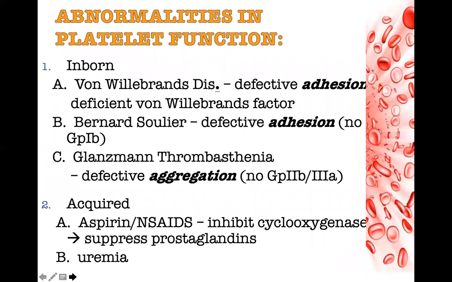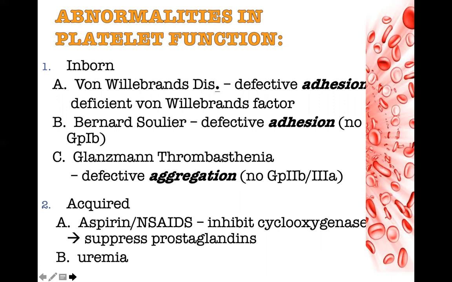Let's talk about abnormalities in platelet function. This is what we call the qualitative platelet defect. One would be your von Willebrand's disease. You have a defective adhesion as a result of a deficiency in von Willebrand's factor. Then in Bernard-Soulier, there is an absence of glycoprotein 1b, so adhesion would be a problem in Bernard-Soulier disease. Then we have Glanzmann's thrombasthenia, where you have defective aggregation as a result of a deficiency of glycoprotein 2b and 3a.